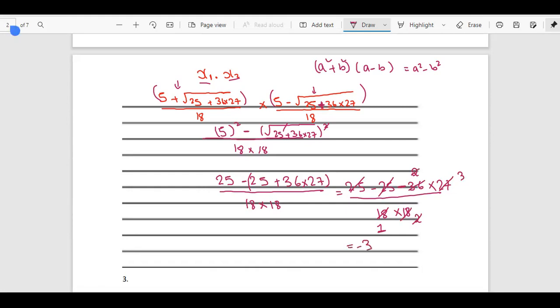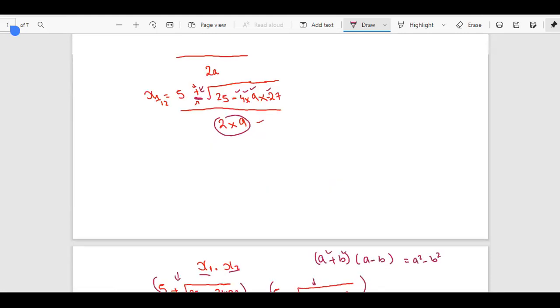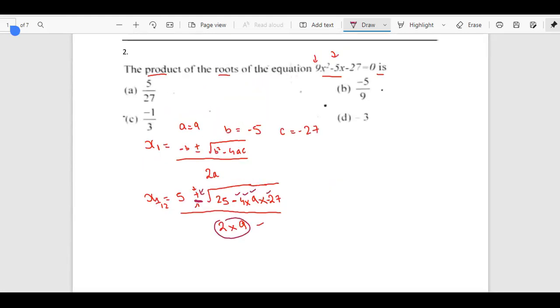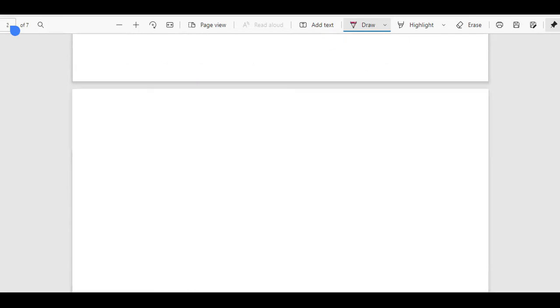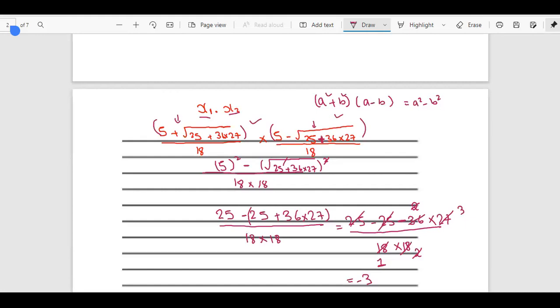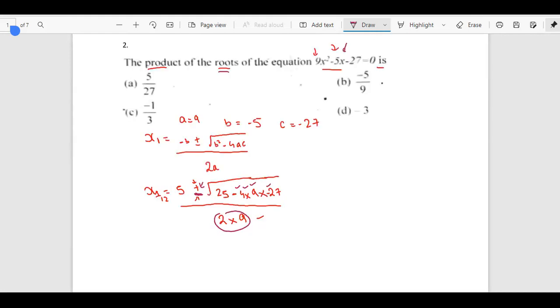Okay, so this question was very, very easy. The question was to find the product of the roots of this equation. I first calculated the roots, this and this. I just multiplied them. I used this, and I got minus 3 as my answer. So let's see if we have minus 3 in the options or not. Yes, we do. It is the D option. Okay, so this is the answer.